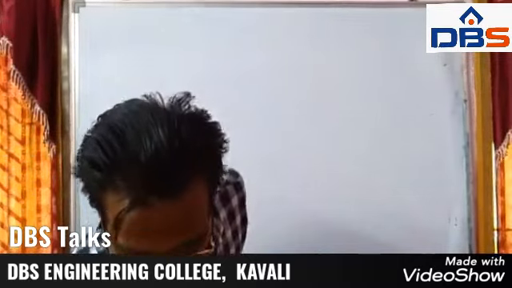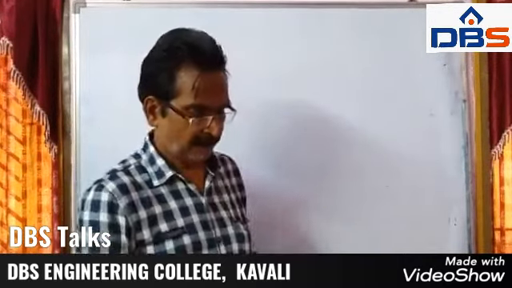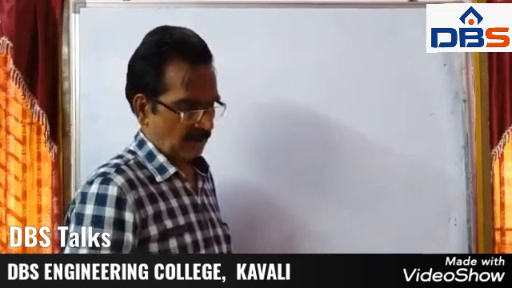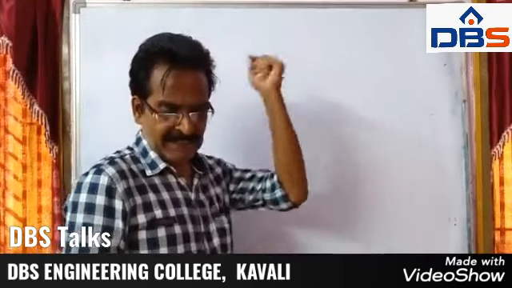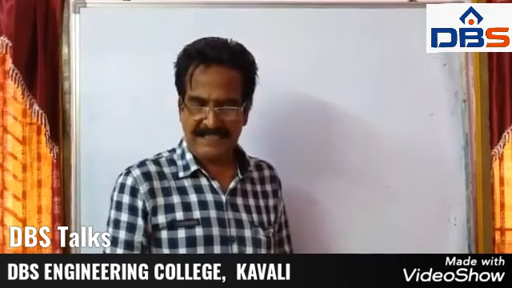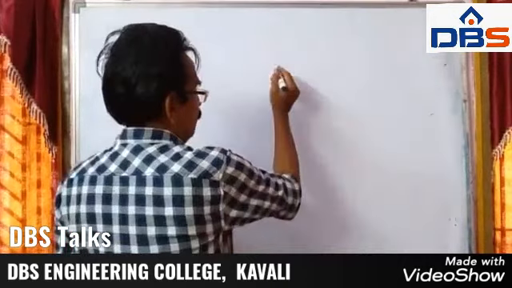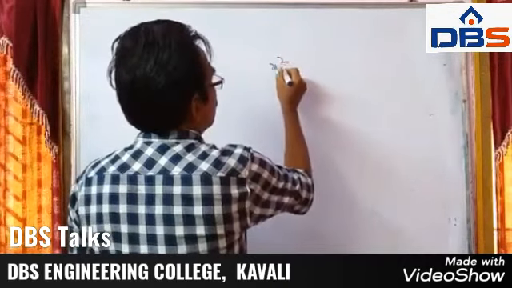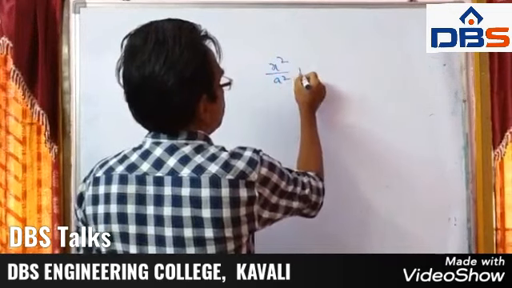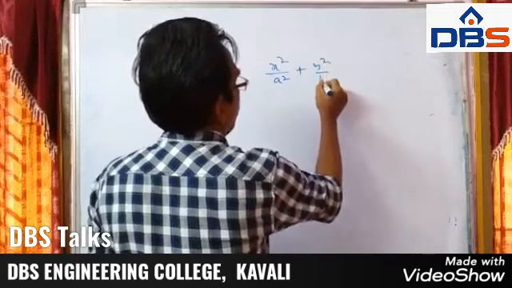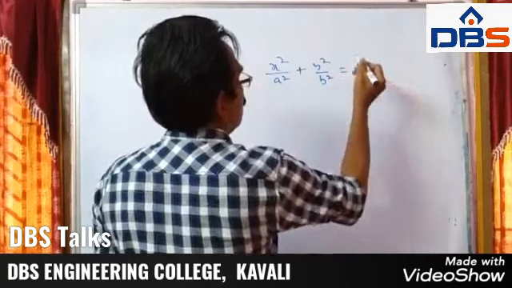Okay friends, let us see the next problem. Find the equation of the tangent to the ellipse x square by a square plus y square by b square is equal to 1, which makes equal intercepts on the axis.